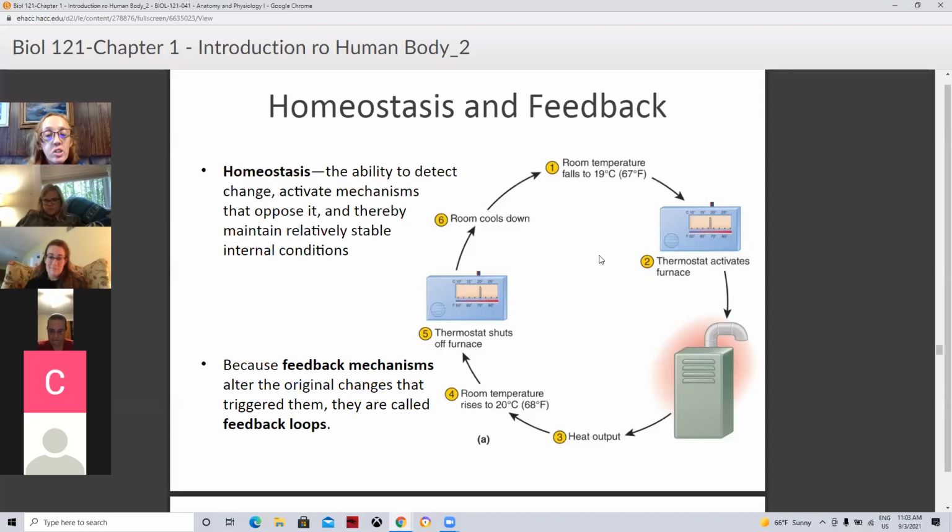So the room temperature rises to 20 degrees, which is 68 degrees Fahrenheit. And now the thermostat shuts off the furnace. And the room cools down again, and then the temperature falls again.